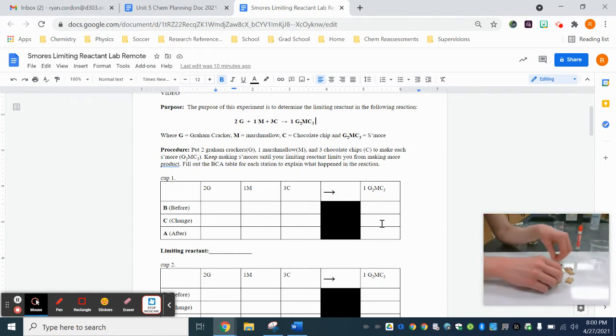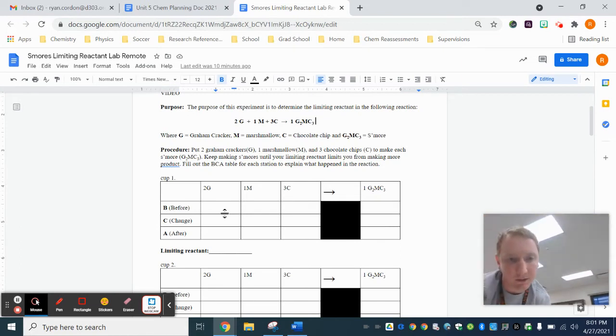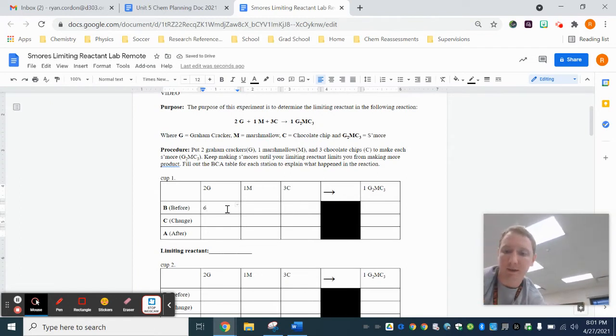All right, so I got some graham crackers, I got some marshmallows, and I got some chocolate chips. Okay, so let's see how many of each reactant we have to start off. We have 1, 2, 3, 4, 5, 6 graham crackers. So I'm going to put 6 for the before. Before we made any s'mores, we had 6 graham crackers. That's the number of particles that we had to start.